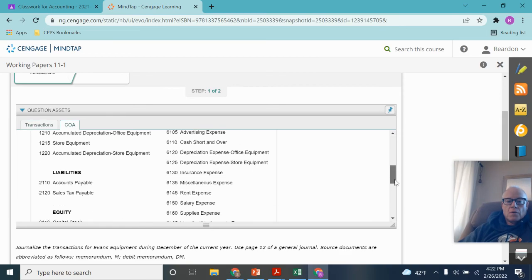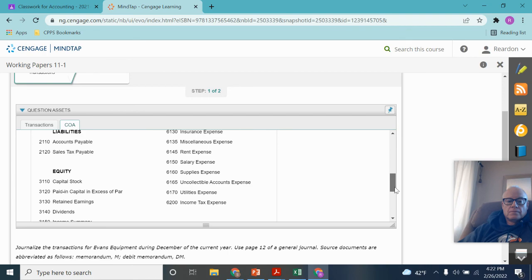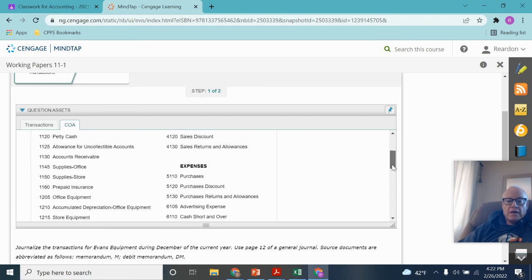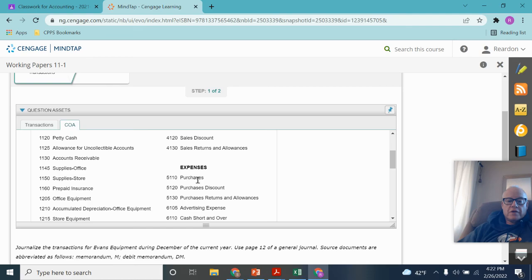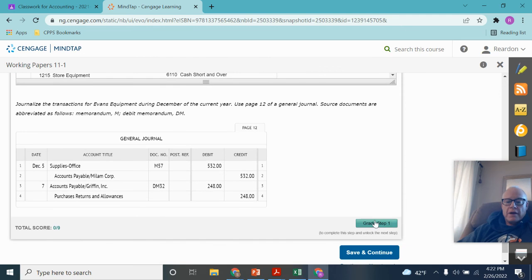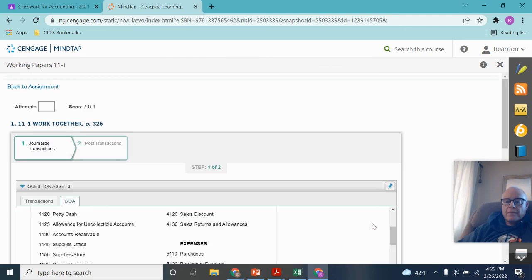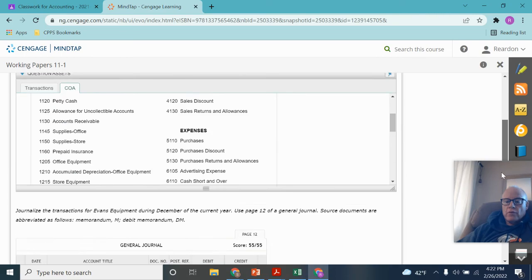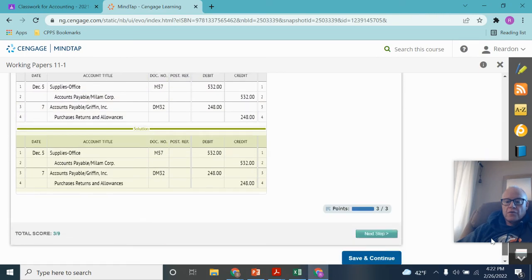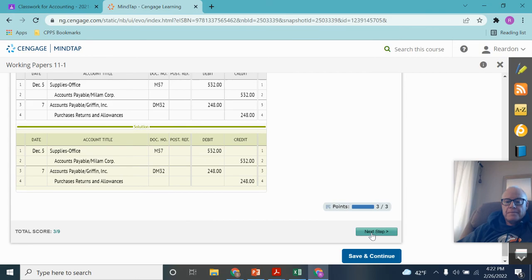Okay. Now they're showing that in expenses: purchases, purchase discount, purchase returns and allowances. That's technically correct, but later on it'll be in an area called cost of goods, cost of sales, if you like. We're kind of showing it as an expense for now. That may not have been the best illustration there. Great, step one. Hopefully we hit that one out of the park. 3 out of 3. Thank you. Next step.